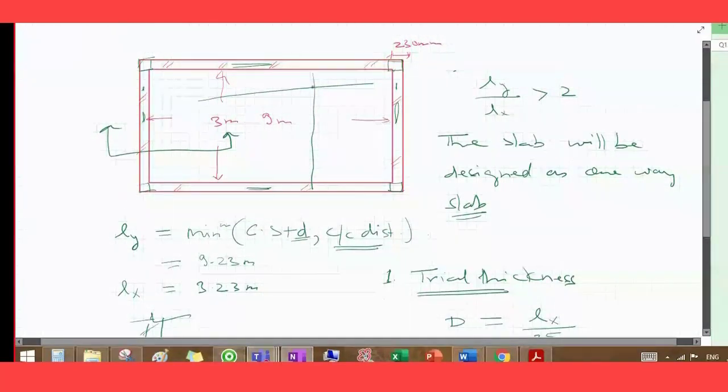such that sufficient reinforcement from your slab is also getting inside your beam.